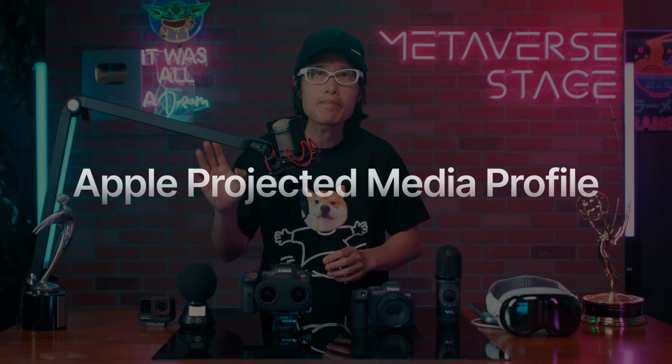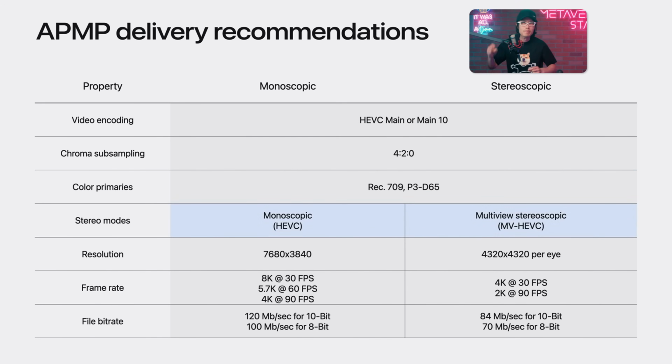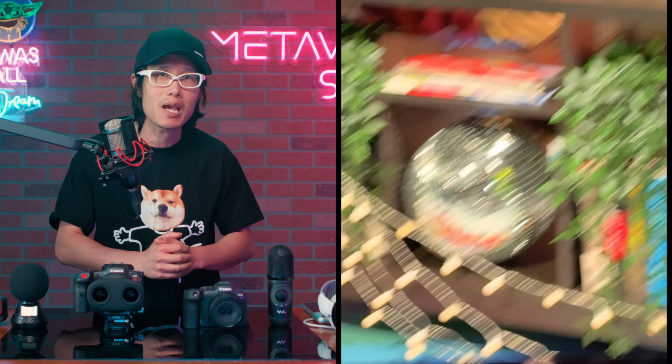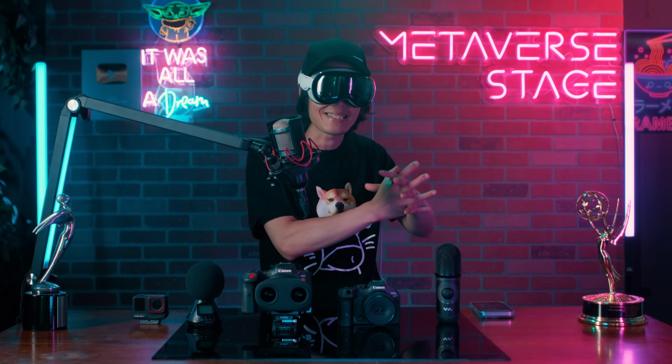In this tutorial, we will dive deep into all of it. I will walk you through how to encode and publish Apple Projected Media Profile, aka APMP, recommending the right resolution, projection, and color profiles, and explain why Apple's immersive pipeline is so different, especially with tools like the URSA Cine immersive camera and the ASAF audio format. If you missed WWDC 25 or skipped the developer section, don't worry, this video has everything you need to know packed into one place. Let's get into it.